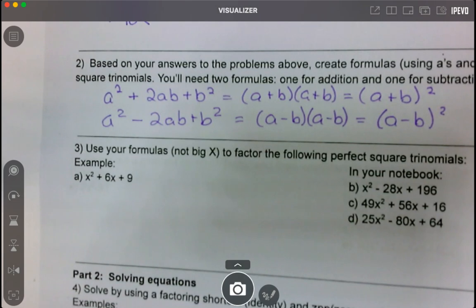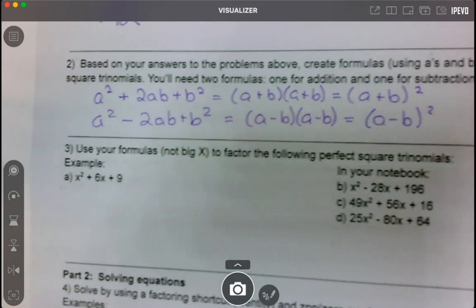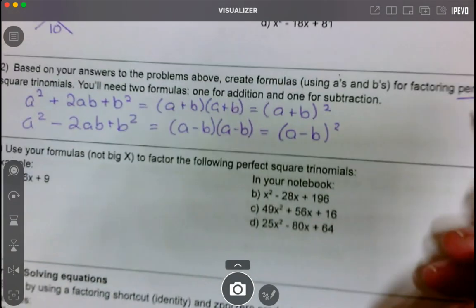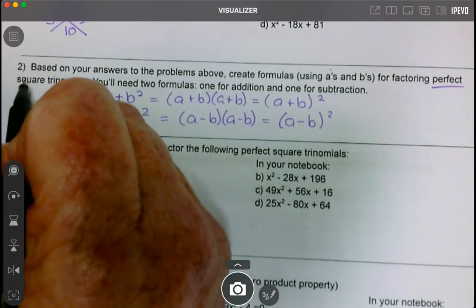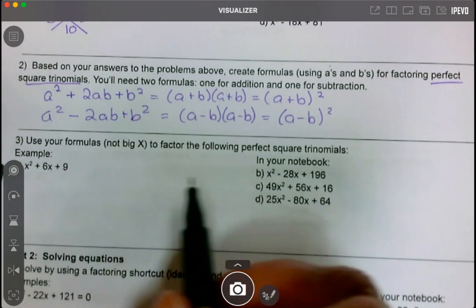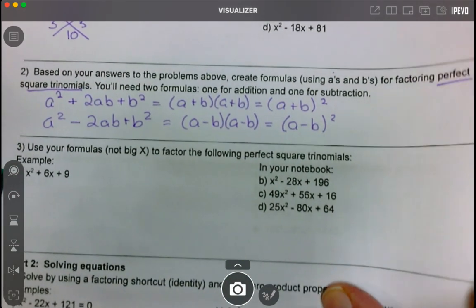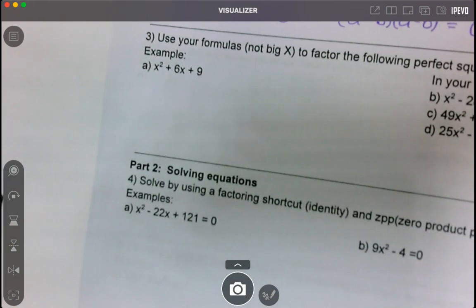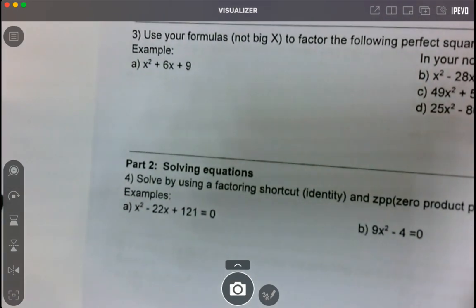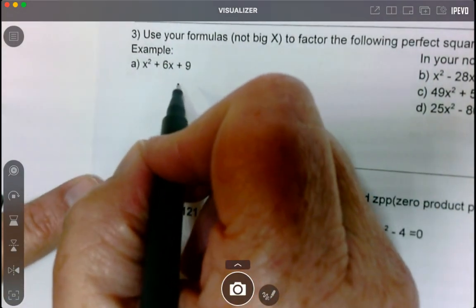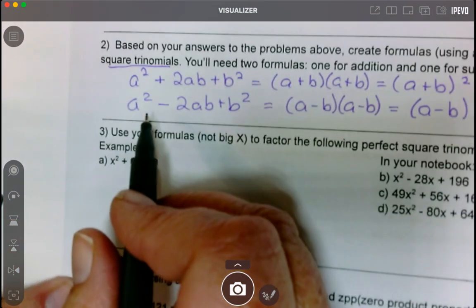Okay, so make sure you have these formulas and that you add these to your list. And again, we call these perfect square trinomials. It's the name of the pattern. Okay, so now we're going to use the formulas to factor these. So instead of big X, we're going to use one of these two formulas.